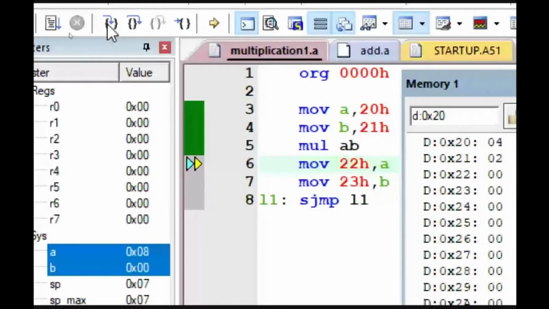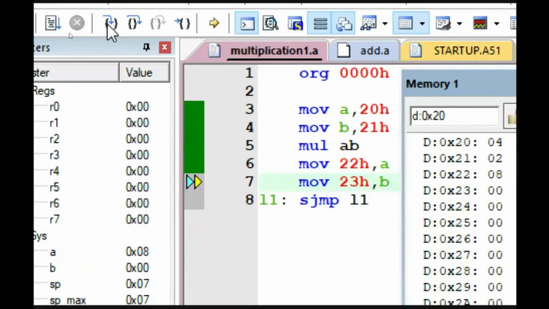So we have to take the data out from the microprocessor and keep it in the memory. Hence, bringing the least significant byte from the accumulator to the 22nd memory location by executing the instruction MOV 22H, A. So the 8 has come to the 22nd memory location, and moving the most significant byte of the product to the 23rd memory location by using the instruction MOV 23H, B. B has 0, so 0 has come, and we have halted the program.